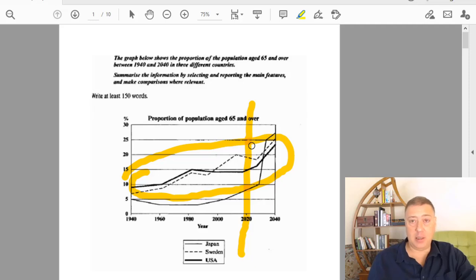So there is flexibility. Just look at it in a way that seems logical to you, and then think, can I describe this clearly, and is my description going to be easily understood by the examiner? Because that's really important.